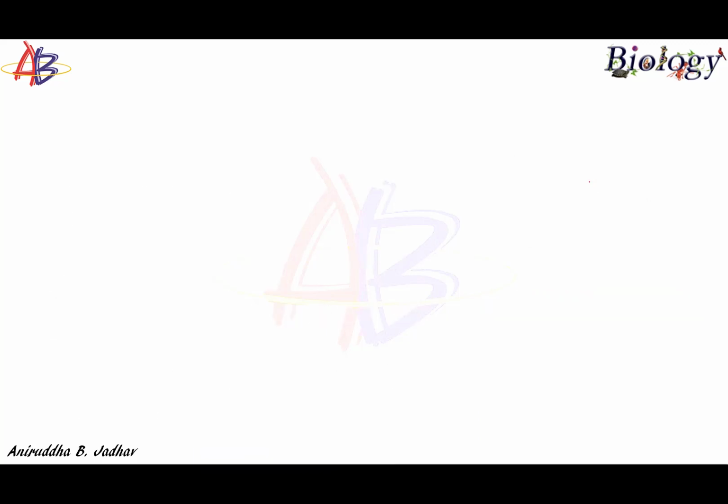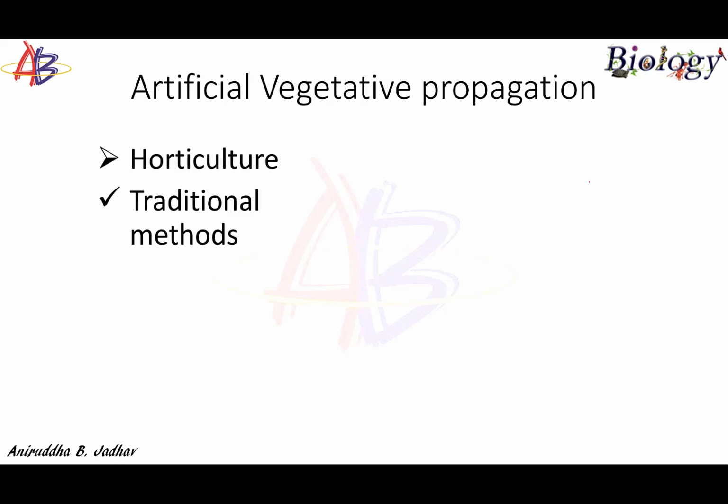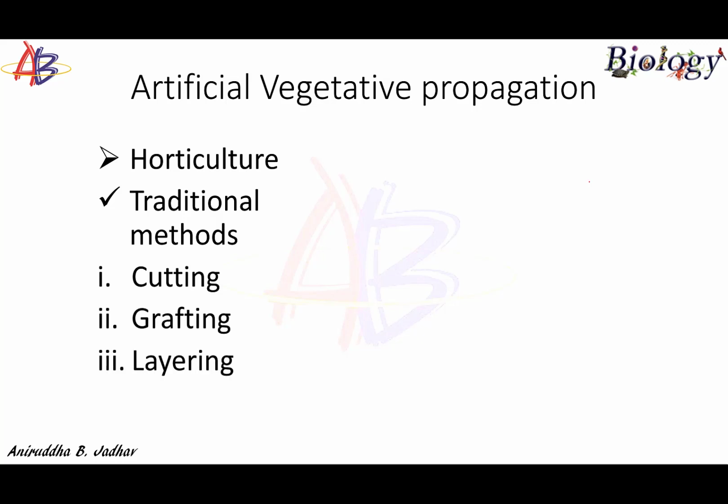So all these were the types under natural vegetative propagation. Now we move on to the next part, artificial vegetative propagation, which as I said is also called horticulture. Horticulture is basically a discipline of agricultural science dealing with the development and improvement of vegetable, fruit and ornamental plant varieties. The artificial methods are of two types. The traditional methods are further divided into three types: cutting, grafting and layering.